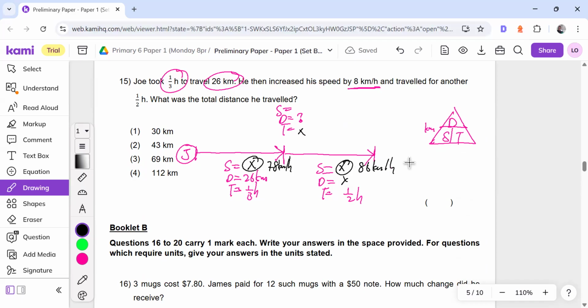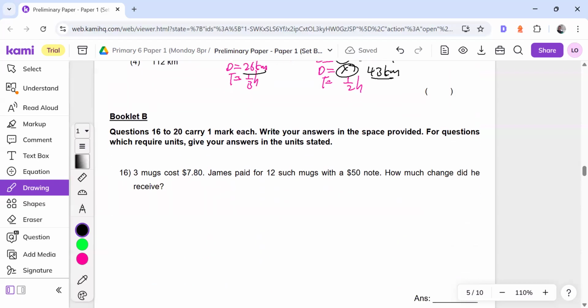And then can you find this one? How do you find distance? Speed times time. You get 43 kilometer. Then can you find the total distance? Then you just add together. That's how you get 69. And that's how the model tells you how to do. Understand? But if you know how to do it, then you don't need to draw the model. It's more for paper two.